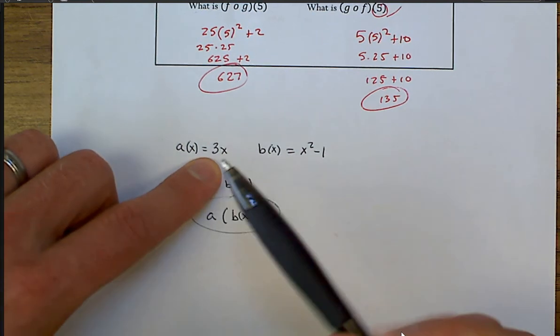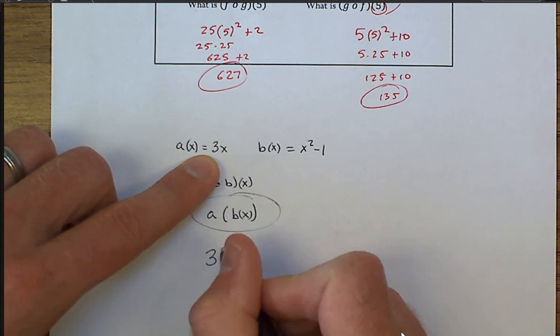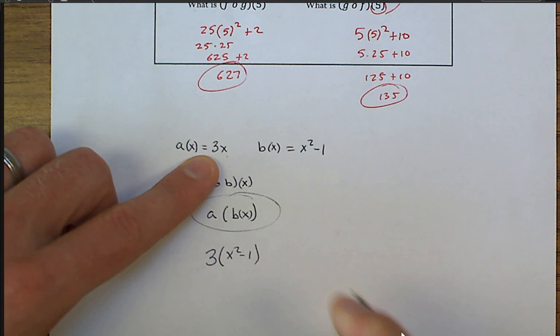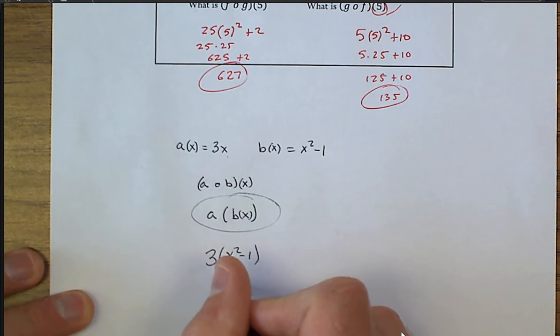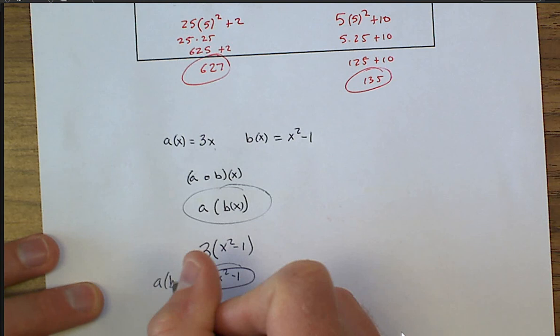So what does that mean? I'm going to go 3, and then because there's an x here, I'm going to substitute in for x the b of x function, which is x squared minus 1. And we would just simplify that. 3 times (x squared minus 1), or 3x squared minus 3. That is a of b of x. Okay?